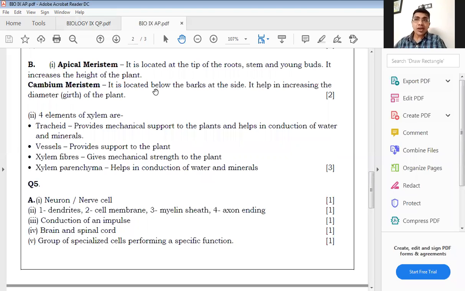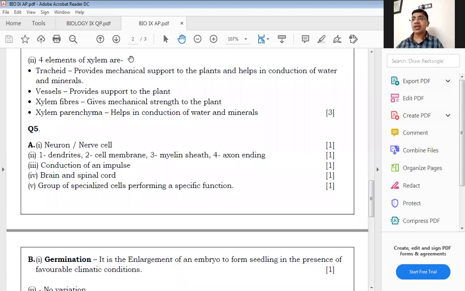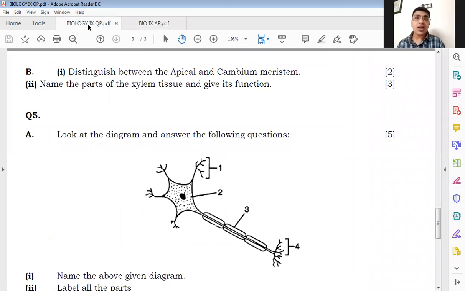Next, apical meristem increases the height of the plant. So it helps the plant to grow vertically. And when I talk about cambium, it increases the diameter, girth, or width of the plant. So a very simple distinction between apical meristem and cambium. Let's go to the next question. The second one in B, name the parts of the xylem tissue and give its function.